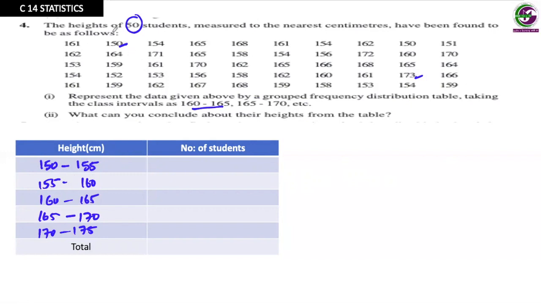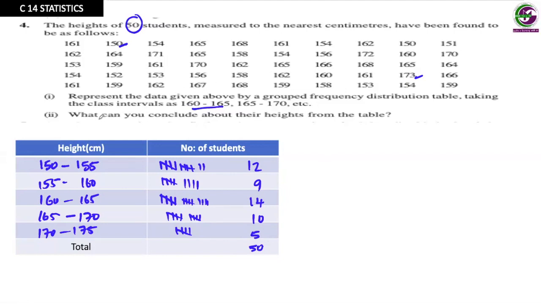Now again, we can arrange the tally mark: 161, 162. It will be here. 153, 154, 161. So this is how it looks in the tally mark. And the frequency will be 12, 9, 14, 10, and 5. And the total will be 15, 29, 38, 50.